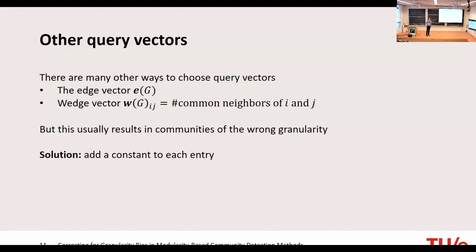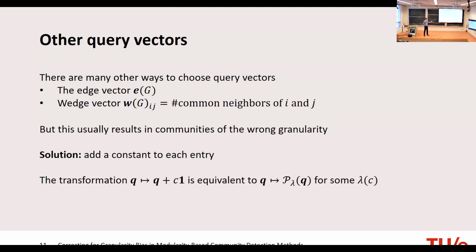One way to get around this is adding a constant to each entry of the vector. This is the simplest approach that you could do. This transformation is actually equivalent to simply changing the latitude of the vector, so you take this vector and choose another vector on the same meridian.